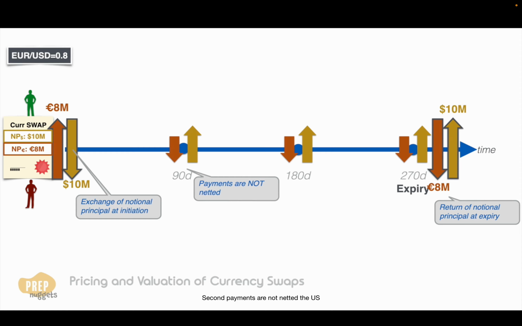Second, payments are not netted. The US dollar receiver will receive the full interest in USD, and the euro receiver will receive the full interest in euro. Note the differences in direction.